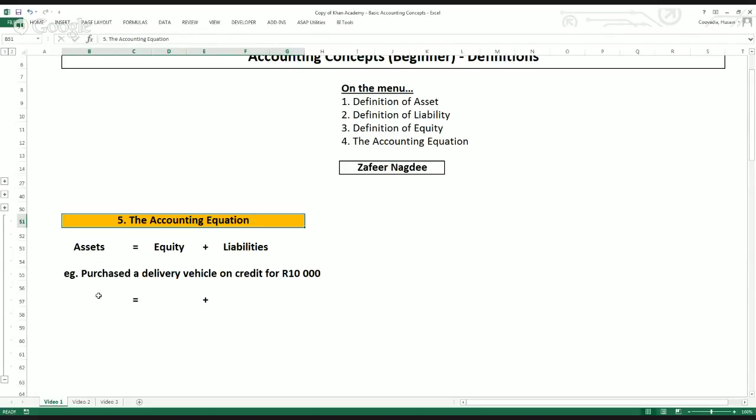So if we look at our example, purchased a delivery vehicle on credit for 10,000 Rand. Here in South Africa, we use Rand, so just bear with us on that currency, which may not be too familiar to you. And if we complete the table, you'll see that purchase a delivery vehicle, an increase in assets because we have a new delivery vehicle, but we also have an obligation to now pay that money back, hence an increase in liabilities. So that brings us to the end of this video.